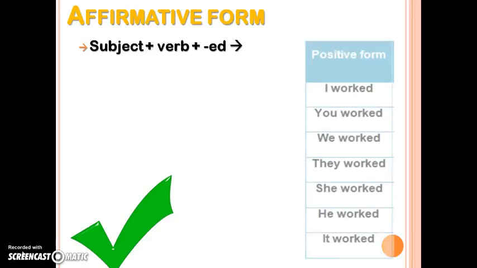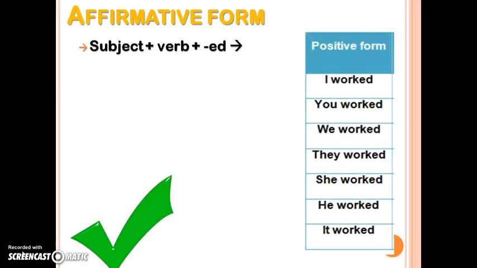Now, let's continue with the affirmative form. In the affirmative form, we have to use the subject, add the verb, and add ed to the base form of the verb. So, I worked, you worked, we worked, they worked, he worked, she worked, it worked. So remember that in the past simple, she, he, and it are not special. They follow the same rule as the rest of the subjects.